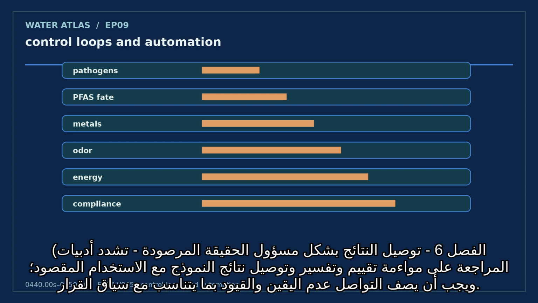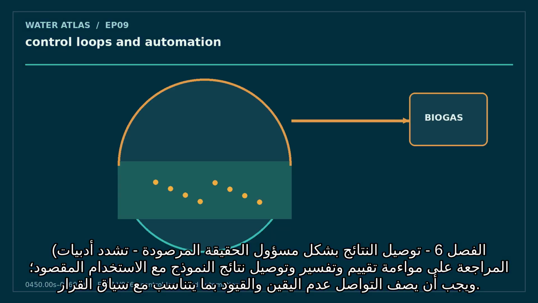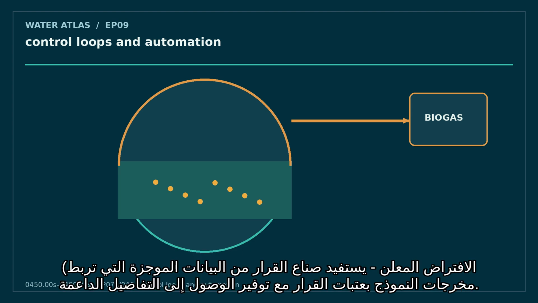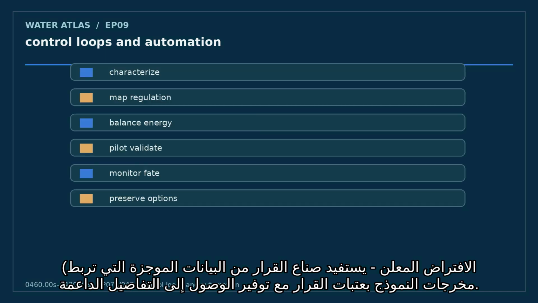Chapter 6. Communicating results responsibly. Observed fact. Review literature stresses aligning evaluation, interpretation, and communication of model results with intended use. Communication should describe uncertainty and limitations proportionate to decision context.